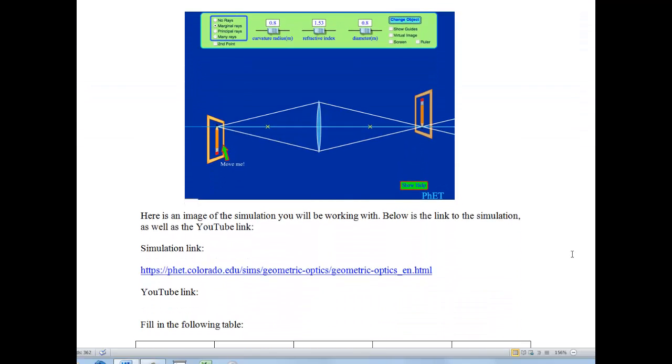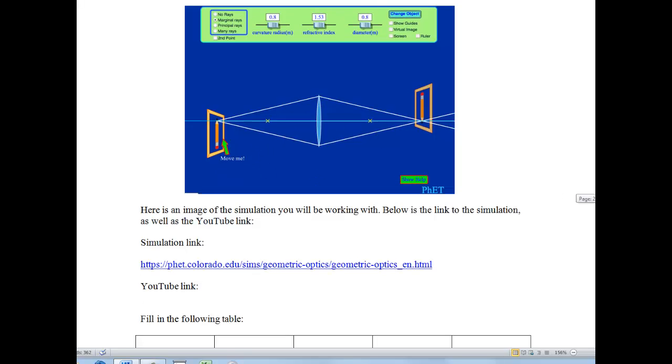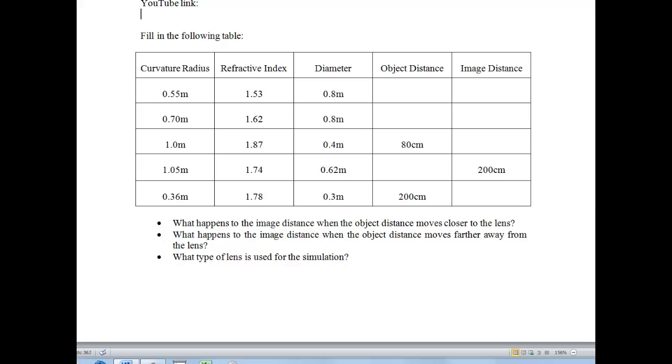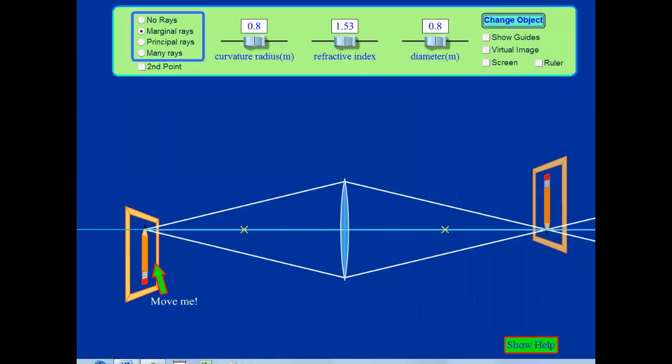After clicking the simulation link, this is the screen that you're going to be seeing. As we continue to scroll down, this is the table where we will fill in our missing variables. Once we click onto the simulation link, this is the main screen that we are going to be seeing. All we are going to need for this simulation is our ruler.